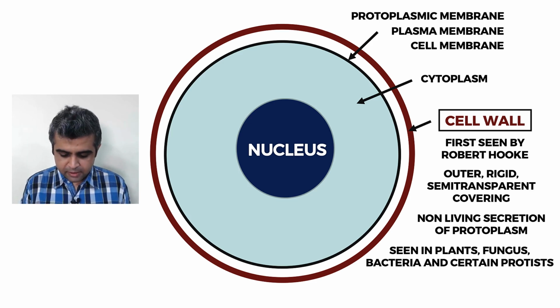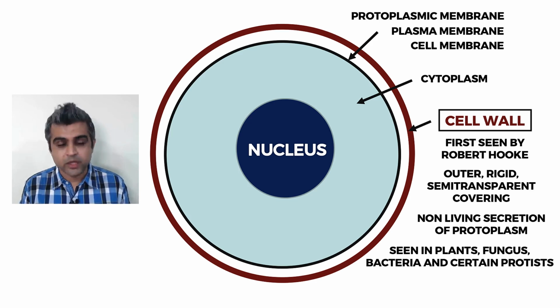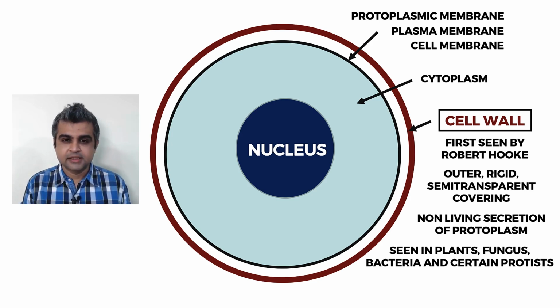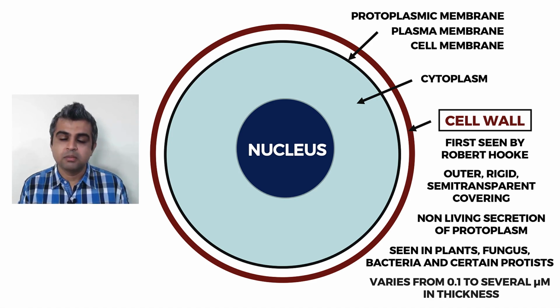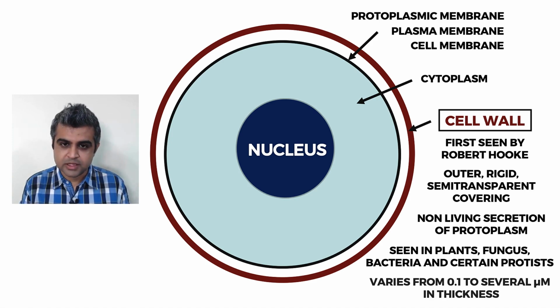Also, it is seen in plants, fungus, bacteria and certain protists. So in eukaryotic cells like plants and fungus, it is seen. It is also seen in prokaryotic cells like bacteria. In bacteria or prokaryotic cell, it is slightly different. Today, we are only going to be talking about eukaryotic cell. Lastly, it varies from 0.1 to several microns or micrometers in its thickness. So depending on the age of the plant, age of the cell, condition of the cell, there are various factors depending on which the thickness of the cell wall will be decided.